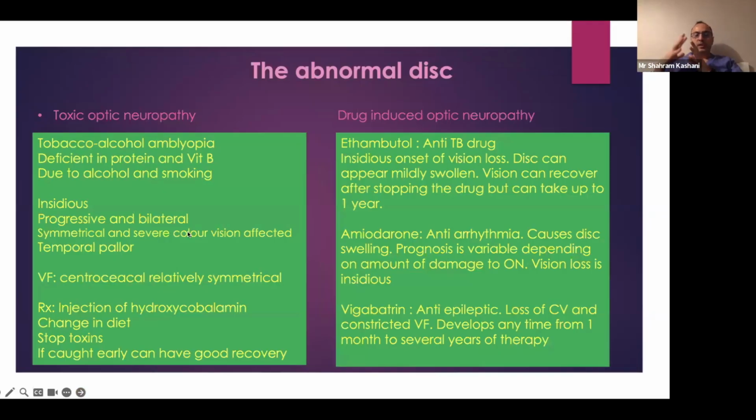Toxic and drug induced, this is very important: ask if they smoke or they drink. So those of you who smoke, beware.